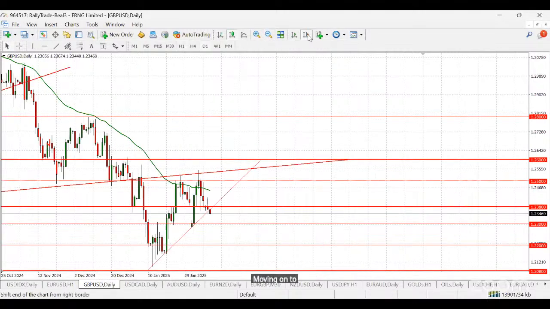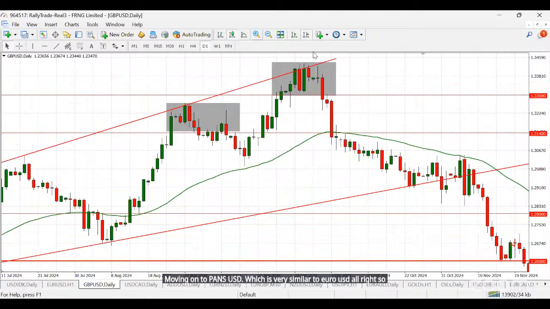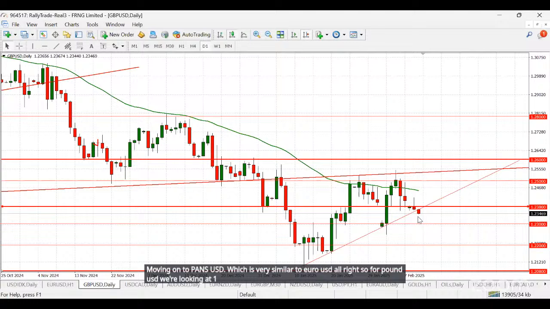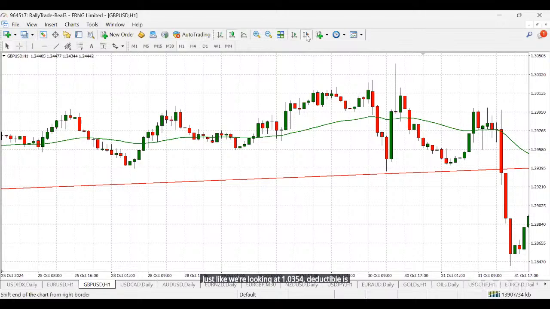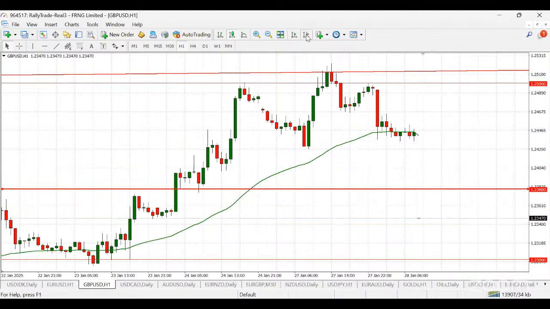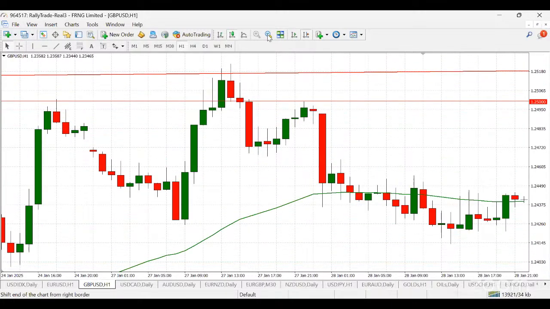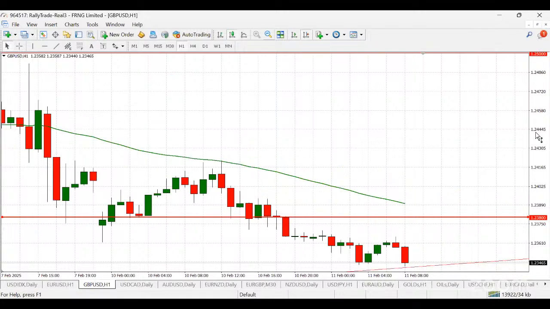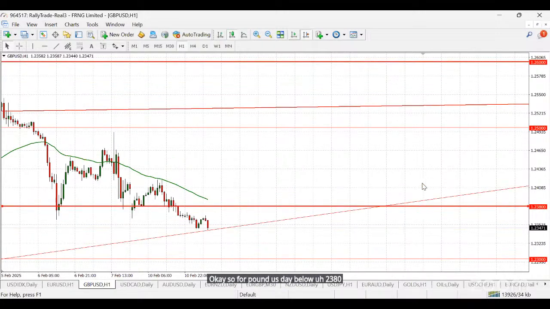Moving on to Pound USD, which is very similar to Euro USD. For Pound USD, we're looking at 1.238, just like we're looking at 1.035 for Euro USD. So for Pound USD, it's bearish below 1.238.